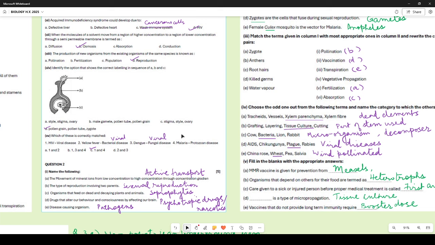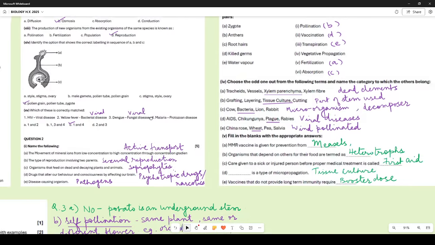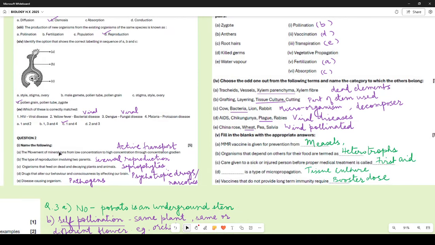Which of these is correctly matched? Yellow fever is a viral disease. Dengue is also a viral disease. So only 1 and 4 are correctly matched. Now let us look at question number 2. Name the following. This is movement of mineral ions from low concentration to high concentration, active transport.